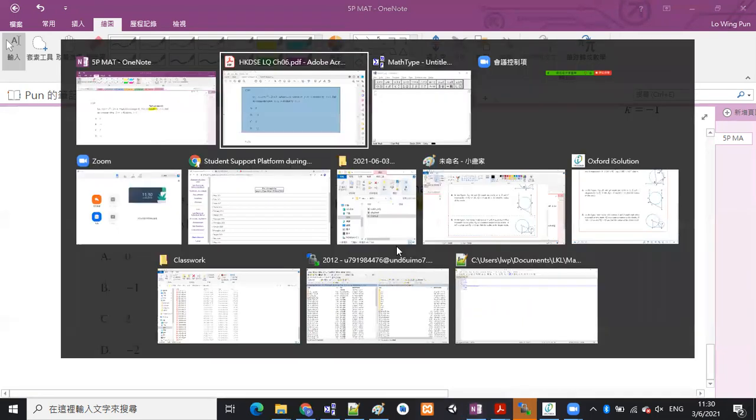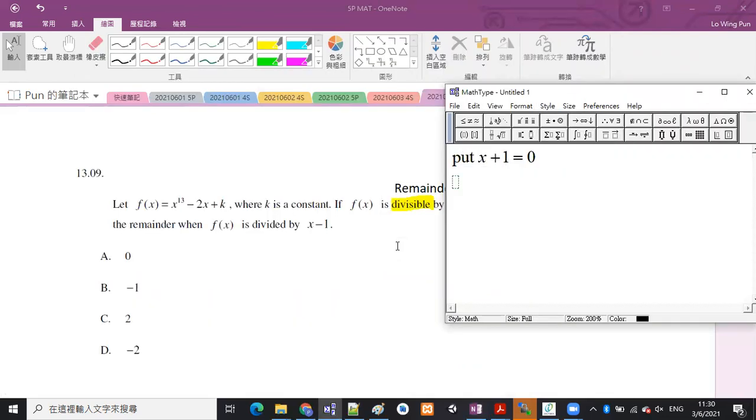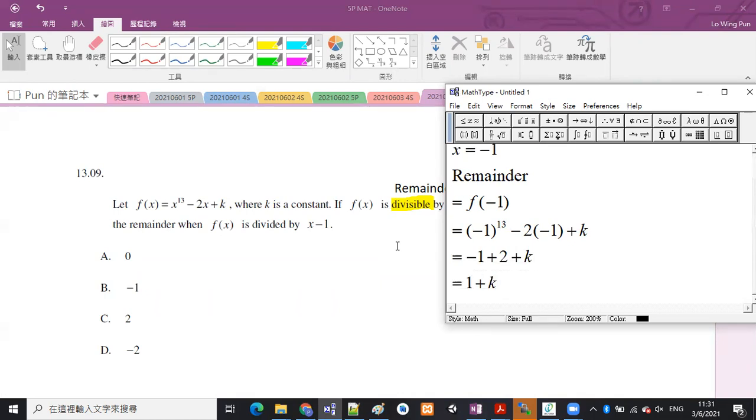So when I put x plus 1 to be 0 in the draft, x is -1, and then the remainder is calculated by f(-1). But we have the formula of f(x), so we can really calculate f(-1). f(-1) is calculated by (-1) to the power 13 minus 2 times (-1) plus k. Then you just use the calculator to do the calculation term by term. (-1) to the power 13 is -1. And then double negative becomes plus. 2 times 1 is 2, and then plus k. -1 plus 2 is +1, plus k.